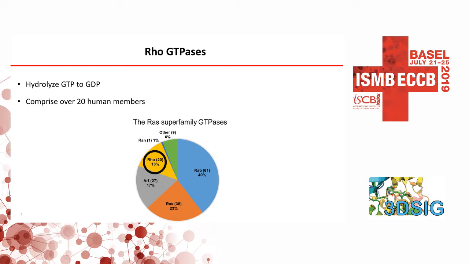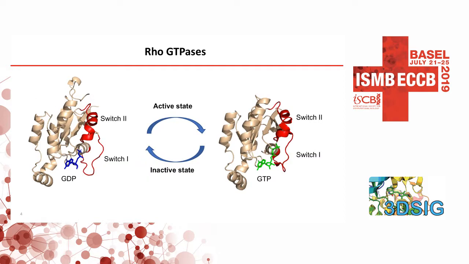Rho GTPases, similar to other GTPases, hydrolyze GTP to GDP, and they comprise over 20 human members. These Rho GTPases are a subfamily of the RAS superfamily of GTPases, and their main function is to regulate actin polymerization, cell growth, and cell motility. And like other GTPases, Rho GTPases also have a binary switch. It means that they are in their active state when they are in their GTP-bound form. However, when this GTP hydrolyzes back to GDP, they are inactive.